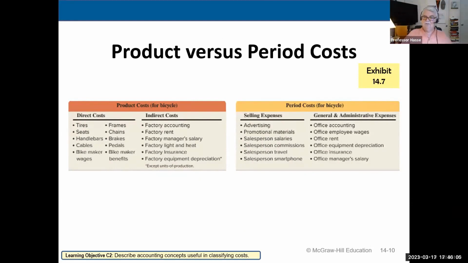To know the difference between period and product costs makes a company more efficient. As you all know, or maybe you don't, but you will someday, one of the first areas when a company's in trouble, what do they do first? Well, hopefully, they want to keep the quality of their product good so people will buy it. So they're not going to touch product costs. They're going to attack the G&A and the selling expenses.